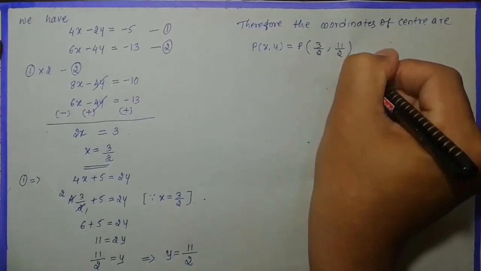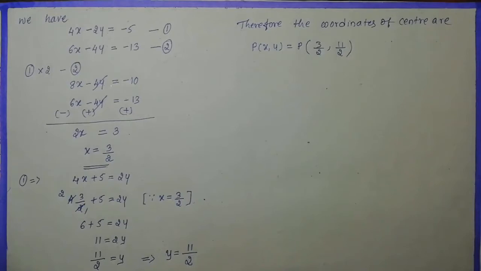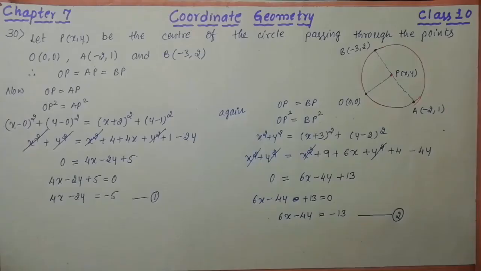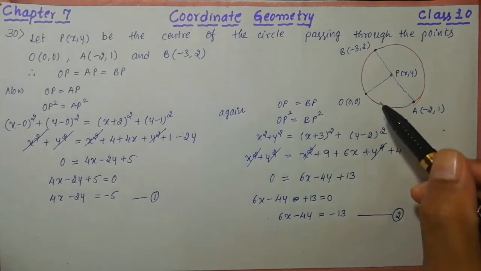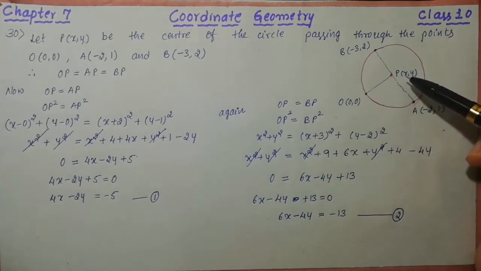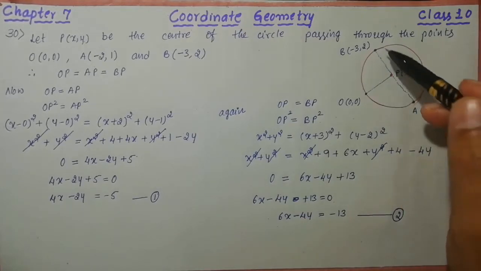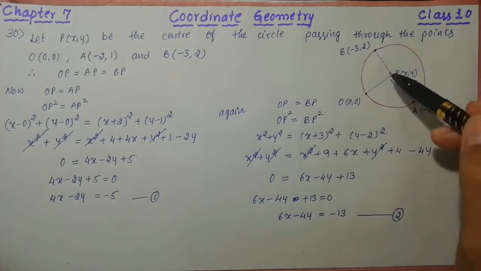Okay, so this is the center. Now we have found the center, but he is also going to ask us to find the radius. Look at the last figure that I have written. Now look here. OP gives you the radius. If you calculate PB or AP, it will be the radius.